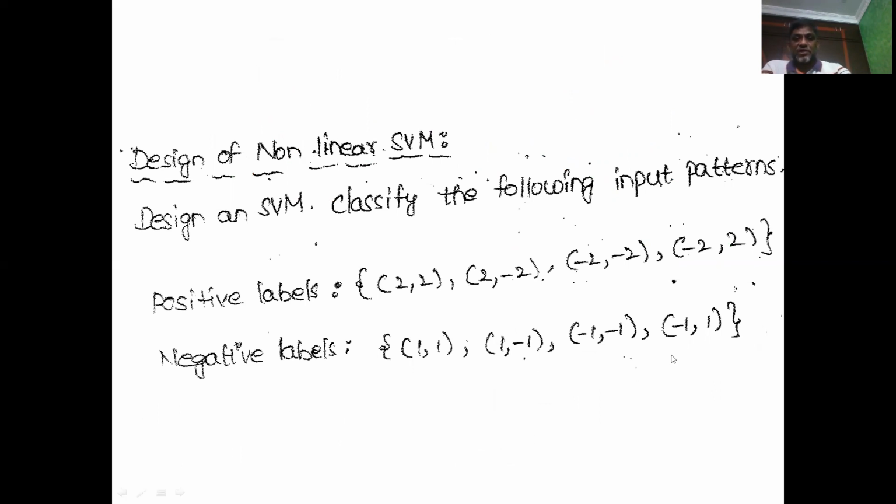We will consider a sample input here, which falls under the nonlinear separable case, and then we will see how a nonlinear SVM can be designed for these input patterns. Just like in our previous example, here also we are given two types of labels: positive labels and negative labels. Positive labels are (2,2), (2,-2), (-2,-2), (-2,2), and the negative labels are (1,1), (1,-1), (-1,-1), and (-1,1).